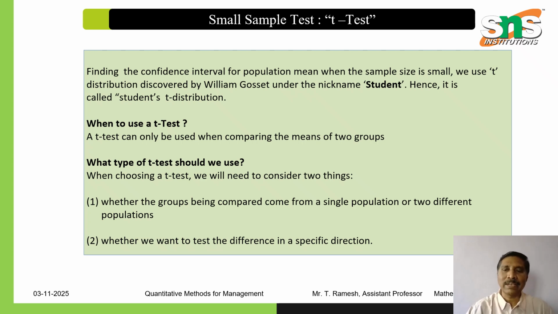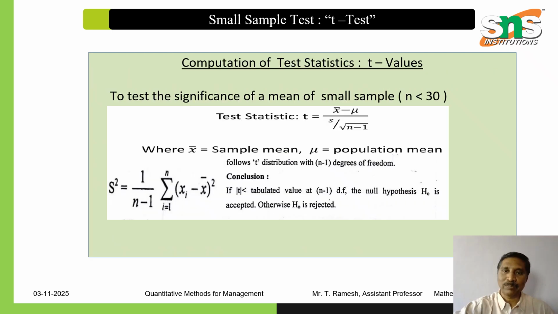A t-test can only be used when comparing means of two groups. What type of t-test should we use? When choosing a test, we need to consider two things. One is whether the groups being compared come from a single population or two different populations. Second, whether we want to test the difference in a specific direction. So now, computation of test statistics or t-values.